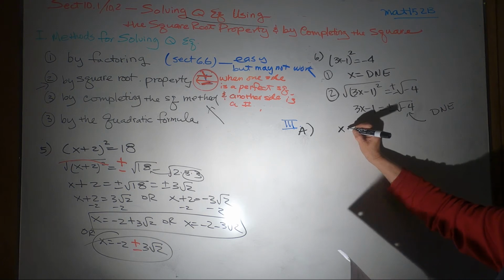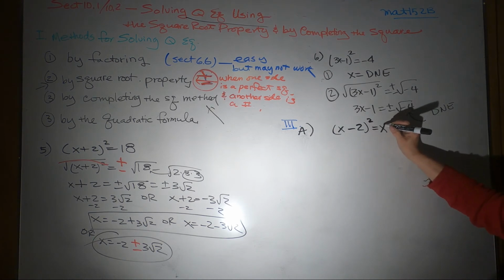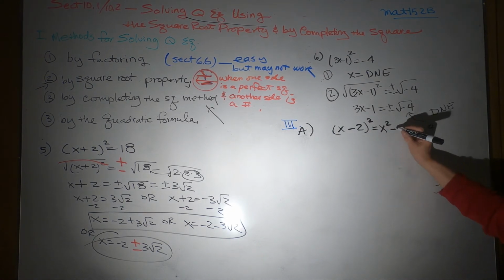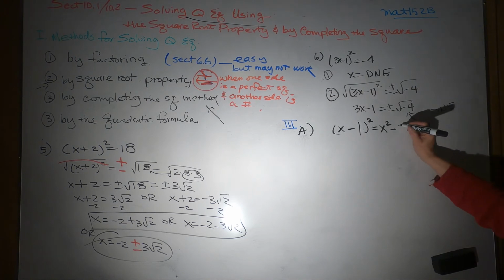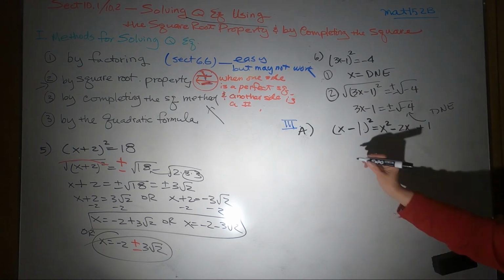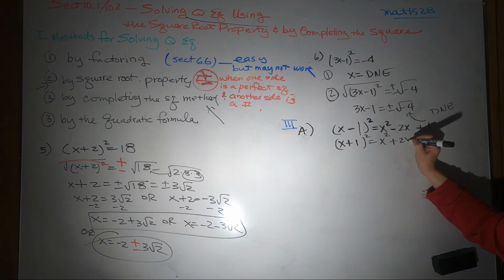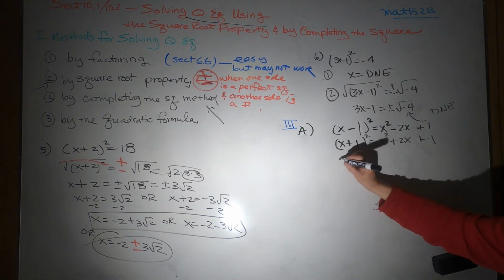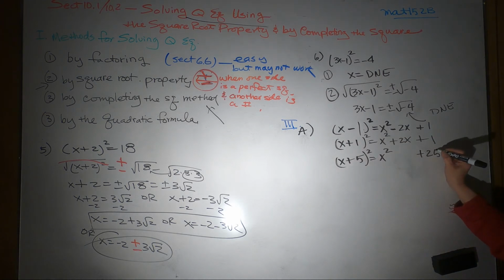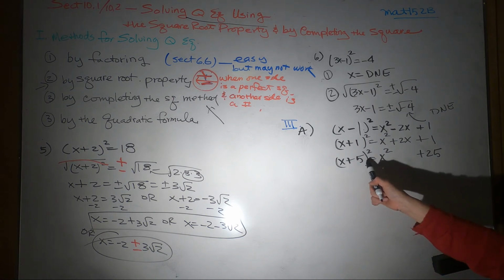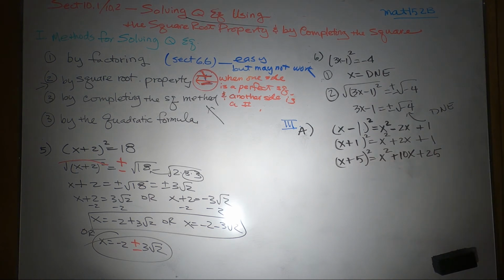If I have x minus 2 squared, what do I have? You do the FOIL, right? Plus 4, and the middle term will be what? Twice. Let's do 1 first. So that will be 1, that will be 2x. If it's x plus 1 squared, what do you have? Plus 1, and the middle one will be plus. If I have x plus 5 squared, what do I have? x squared, and 25. Then the middle part would be multiplying them and doubling it, 10x, right?